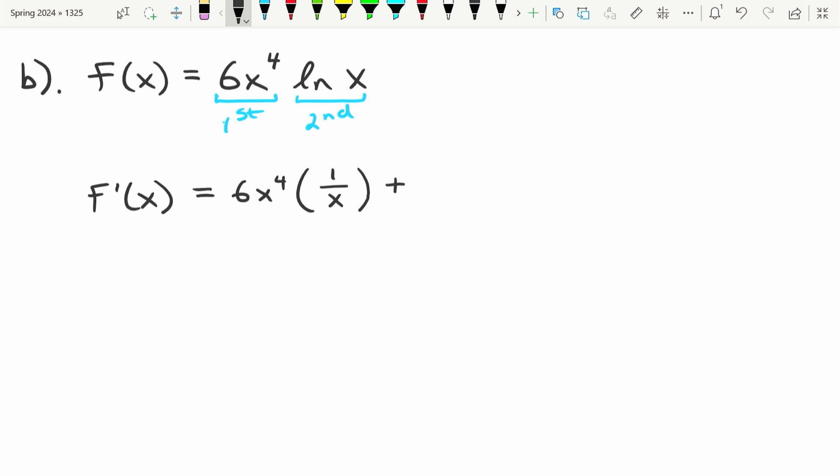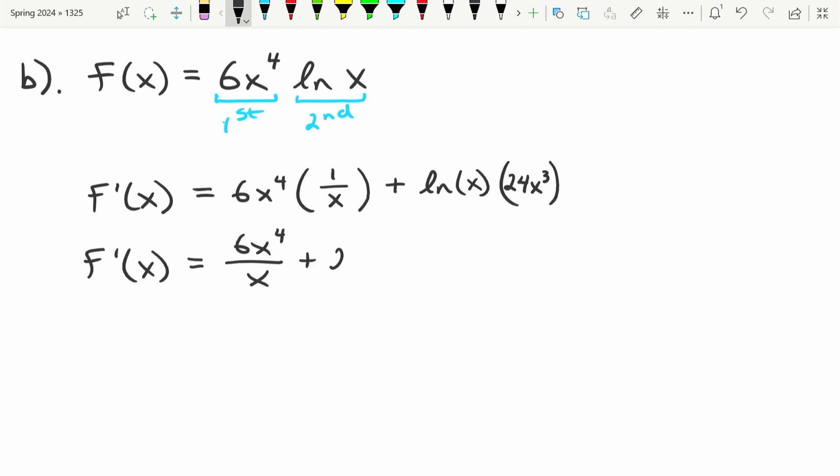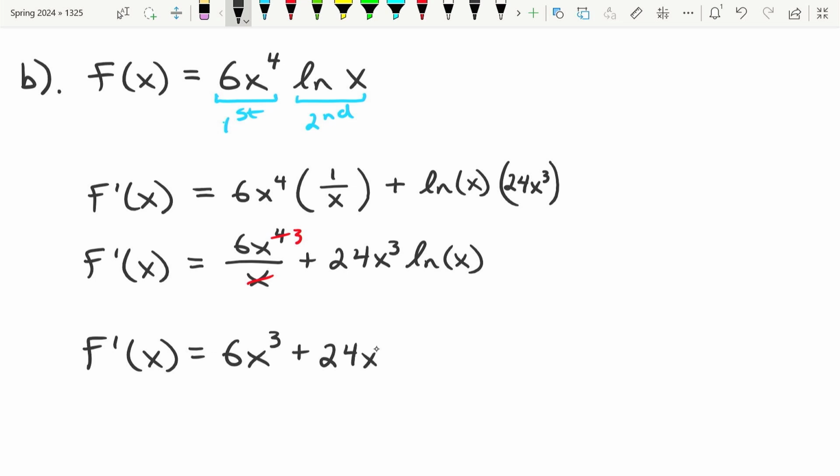First times the derivative of the second plus the second, ln x, times the derivative of the first. That would be 24x to the third. So f prime of x, let's write it here like this: 6x to the fourth over x plus 24x to the third ln x, which we could simplify by crossing out x from top and bottom. We would have 6x to the third plus 24x to the third ln x.